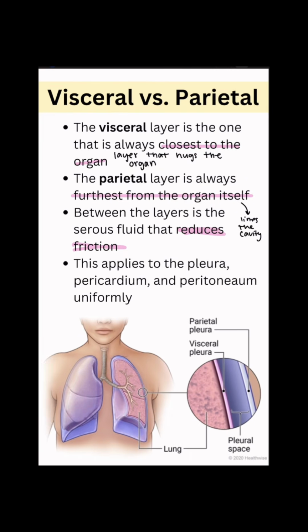And just to keep it simple, remember that this same naming system is going to apply across the board. Whether we are talking about the pleura, the pericardium, or the peritoneum, it's always the visceral layer against the organ and the parietal layer lining the cavity and the fluid-filled space in between.